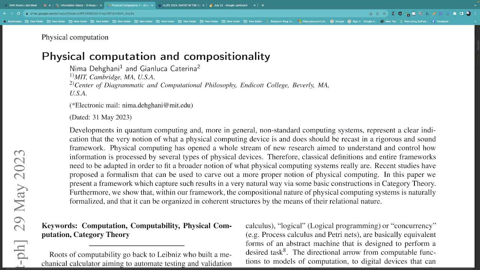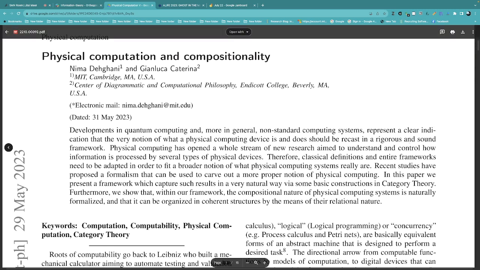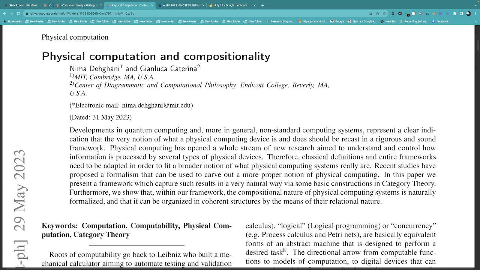Represents a clear indication that the very notion of what a physical computing device is and does should be recast in a rigorous and sound framework. So again, this is kind of related to the brain as a computer. We don't have the right language for thinking about the brain as a computer. If we think of the brain as a von Neumann computer, it's probably a tortured metaphor, and it's incomplete. But if we think about the brain as a physical computer of some type, maybe that's more likely or rigorous.